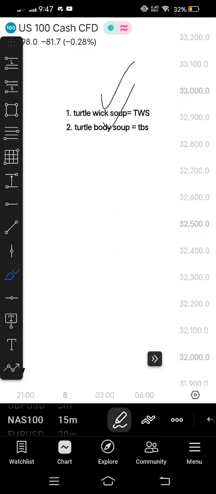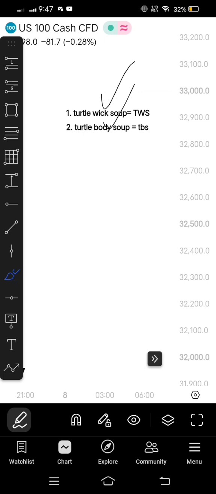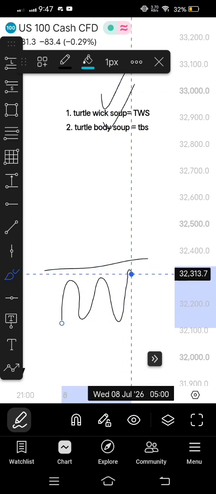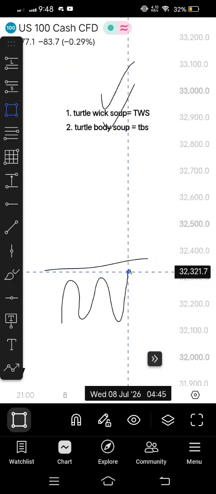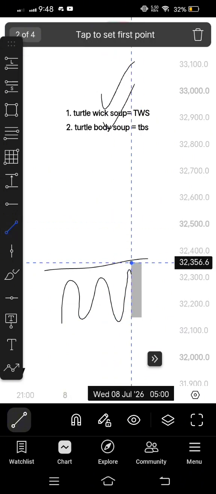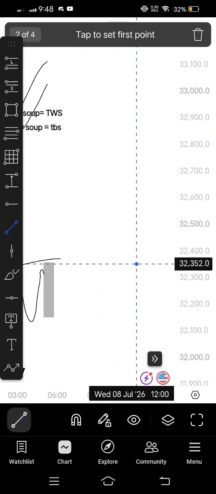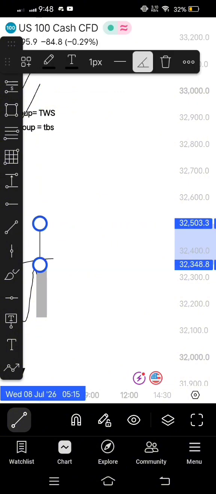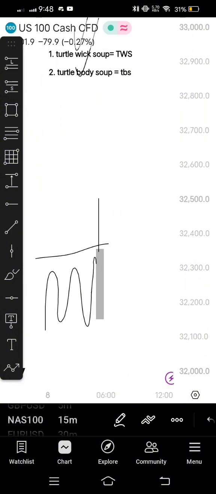Turtle wick soup means a candle breaks out with its wick. For example, you have resistance here. The market does a breakout here and closes under this resistance, but it leaves a wick. This is a turtle wick soup: the market breaks out with the wick.